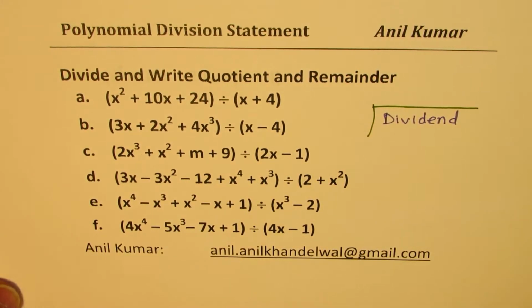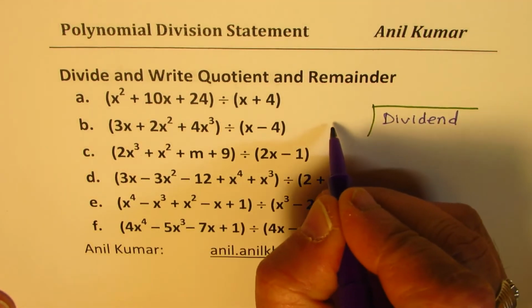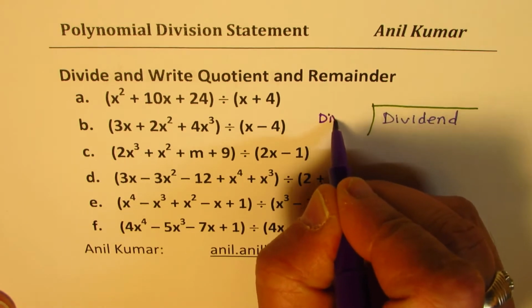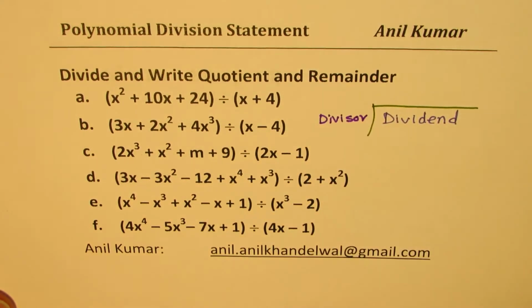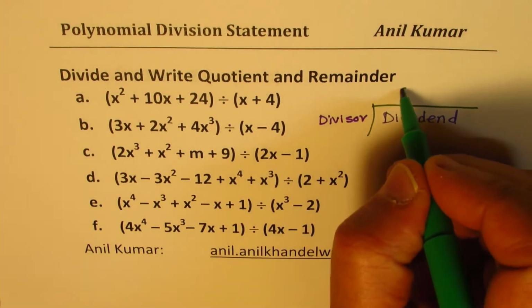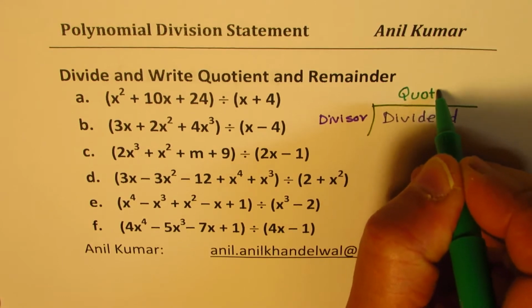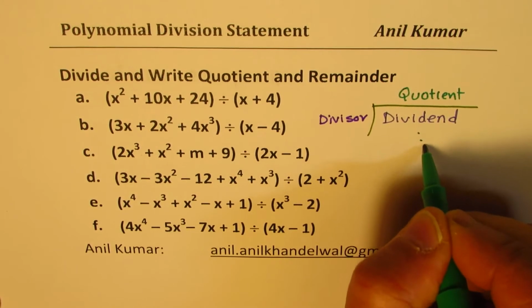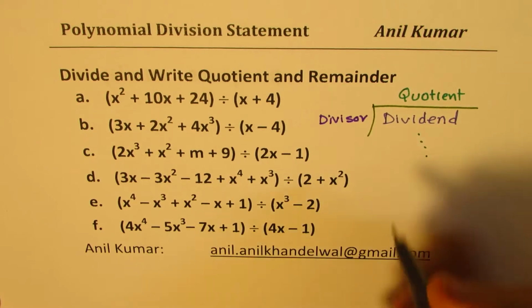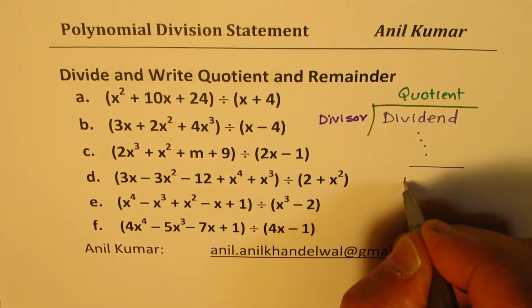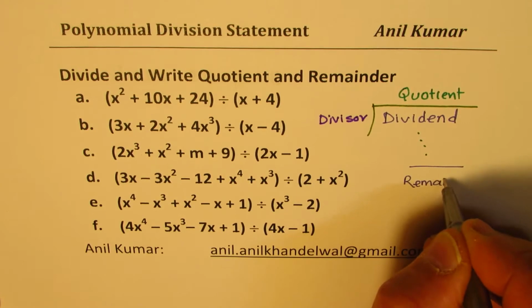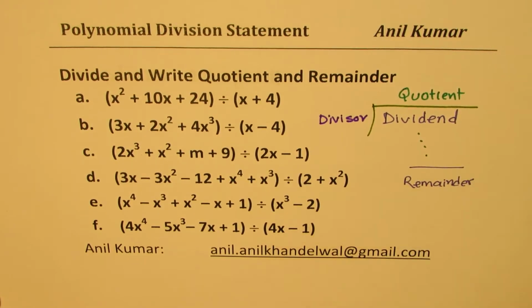Then the number which you divide by is called divisor. The polynomial, which is here x plus 4, will be called divisor. On the top is our answer, which is called the quotient. And at the end, whatever remains is called the remainder. Okay, so that is how they are linked.